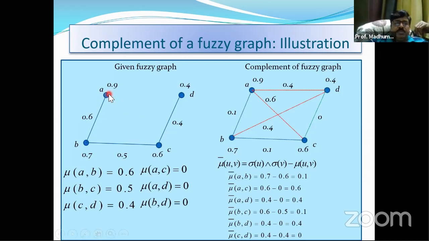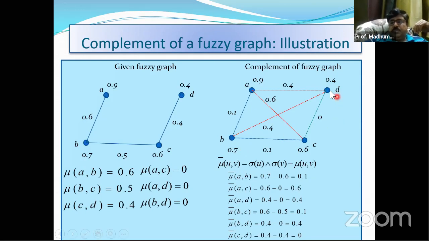See that the membership value of the edge AB is 0.6 in the original graph, but here the membership value of the edge AB in the complemented graph is 0.1. It is calculated using this formula. The edge is there, but the membership value has been changed. So using this formula, we have calculated the membership values of all the edges. So all the edges are present in the complemented graph.